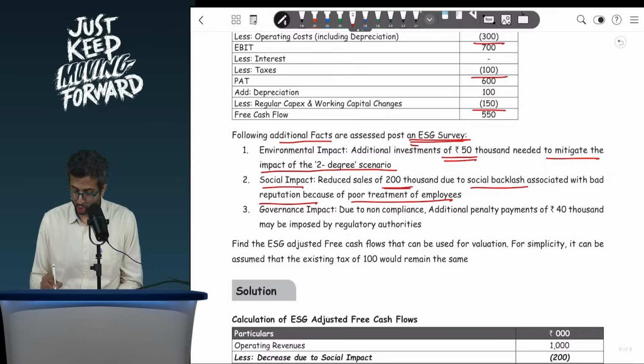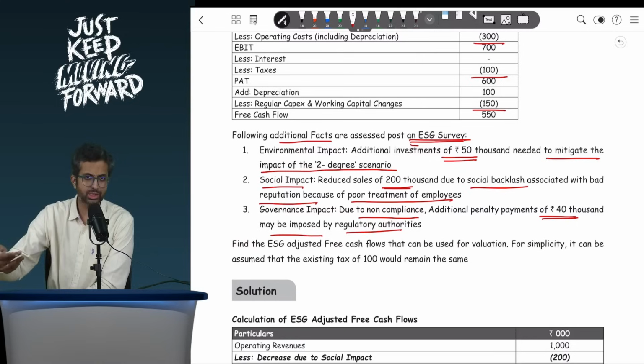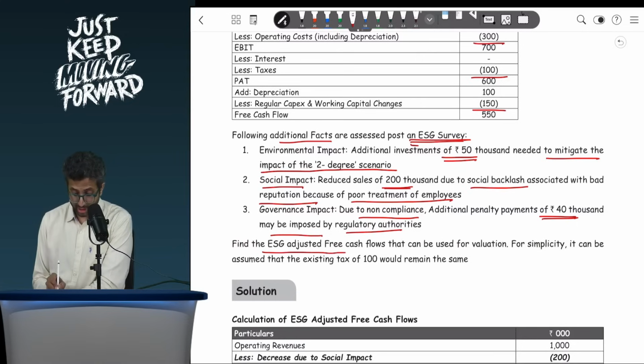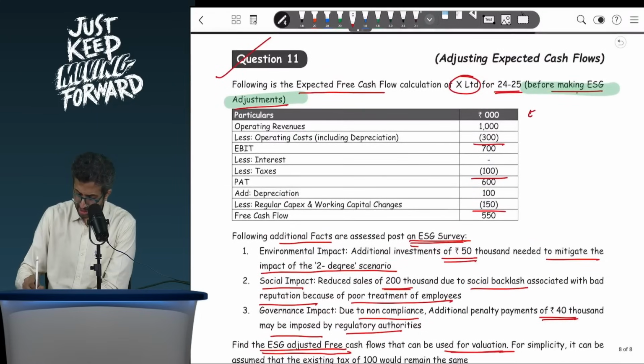Governance impact, due to non-compliance, additional penalty payment is 40,000, which may be imposed by the regulatory authorities. Okay, so this is 40,000 for penalties. Find the ESG adjusted free cash flow that will be used for valuation. For simplicity, it can be assumed that the existing tax of 100 will remain the same. So if you want to find the ESG adjusted numbers, your revenue will be 1000 minus a 200 reduction, which will be 800.